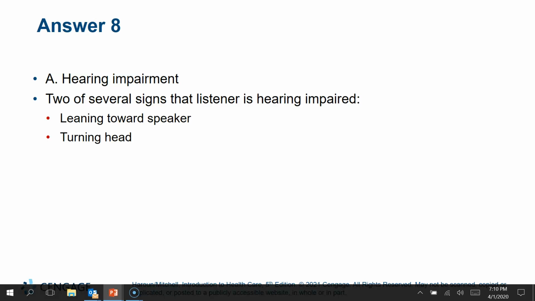And you can actually watch patients who have difficulty. They'll say, this is my good ear, talk in my good ear. And they'll actually turn their head towards that. So watch for that. Let the doctor know.